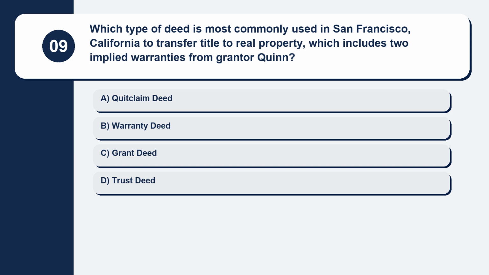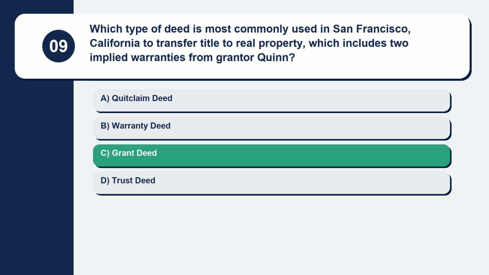Question 9. Which type of deed is most commonly used in San Francisco, California to transfer title to real property, which includes 2 implied warranties from grantor Quinn? Here are your options. Option A, quitclaim deed. Option B, warranty deed. Option C, grant deed. Option D, trust deed. The correct answer is option C, grant deed.